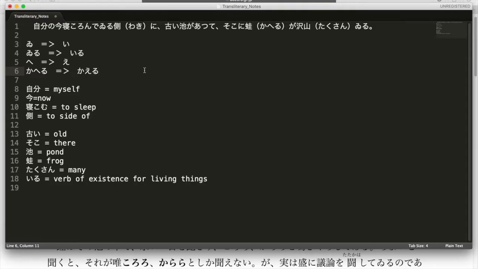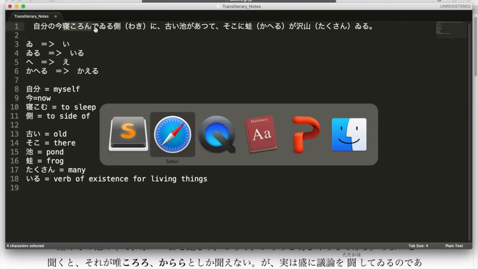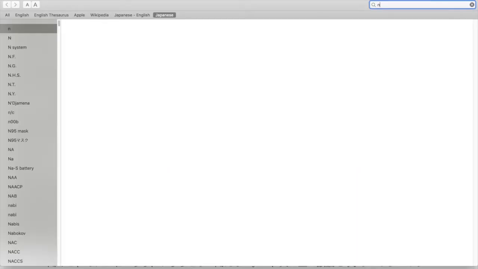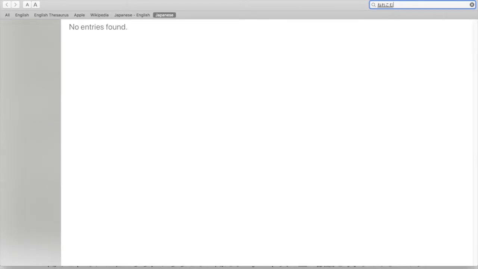Fortunately, a lot of these older works have pretty liberal use of commas, which actually help to understand the grammar and how pieces fit together. So first looking at this first phrase here, jibun no ima nekondeiru waki ni. And I just realized I'm mispronouncing it. It's not nerokondeiru, it's nekondeiru.